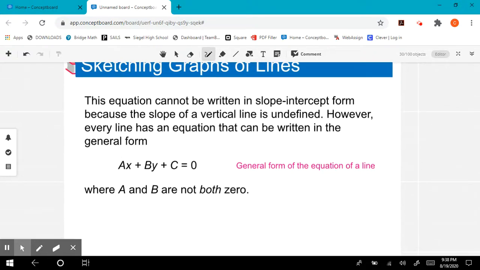Okay, equation cannot be written in slope-intercept form because the slope of a vertical line is undefined. However, every line has an equation that can be written in the general form. So the general form really does not get used much at all. This is just sort of a note that we're going to look at here, but not really use a whole lot. It puts the x term, the y term, and the constant all on one side equal to 0. All right, and it says A and B are not both 0. If these were both zeros, then it wouldn't be an equation at all. It would just be a number.